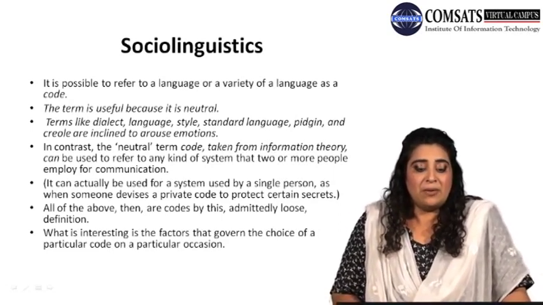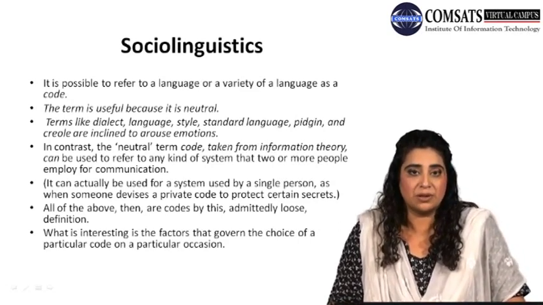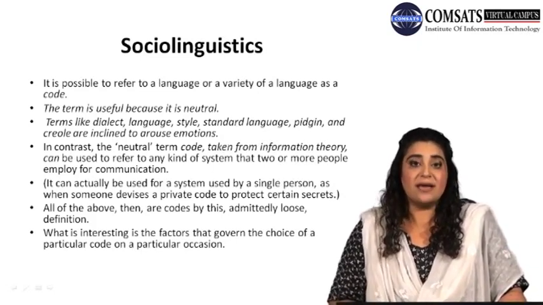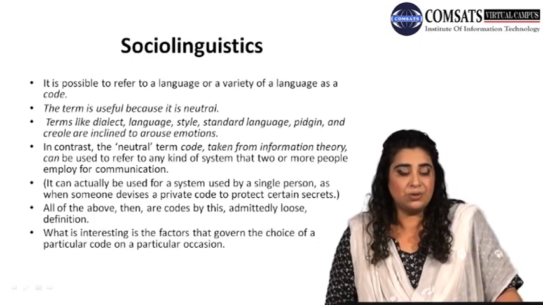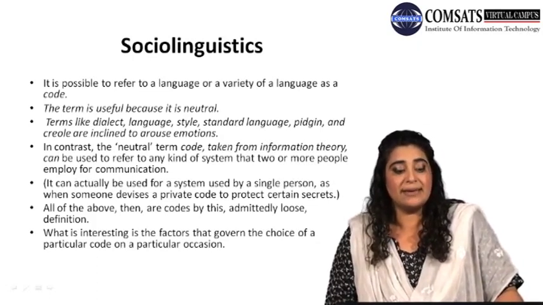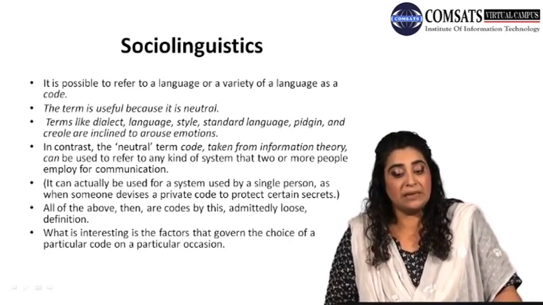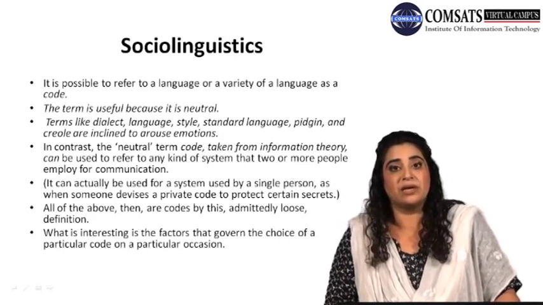Now, when we are speaking about codes in sociolinguistics, the code of language is very important. It is possible to refer to a language or a variety of a language as a code. The term is useful because it is neutral. Terms like dialect, language, style, standard language, pidgin, and Creole are inclined to arouse emotions also. In contrast, the neutral term code, taken from information theory, can be used to refer to any kind of system that two or more people employ for communication.